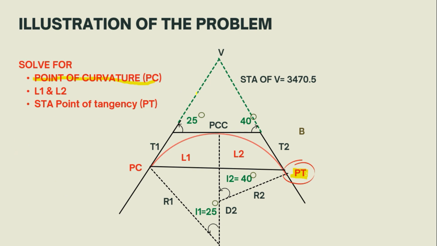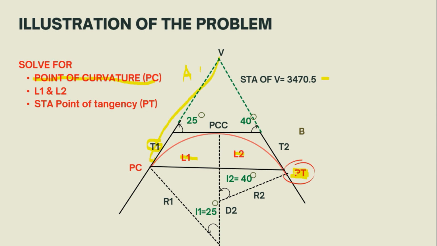And for us to solve the point of curvature, you just have to subtract the station of the vertex into this line. To get this line, we have to solve it individually so that we can get the point of curvature. And after that, we cannot solve the point of tangent PT just by having the value of the point of curvature. We still have to find the L1 and L2 that connect the PC to PT. That's when we can solve for the station of point of tangent.